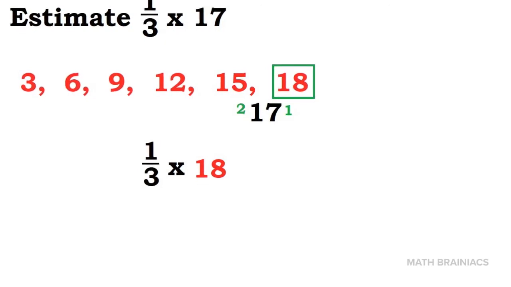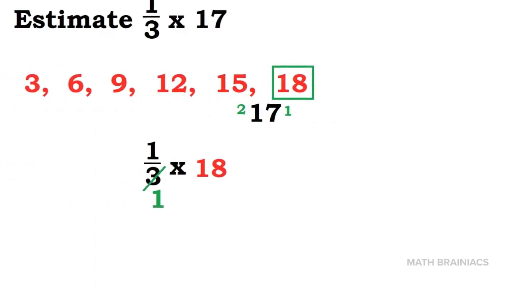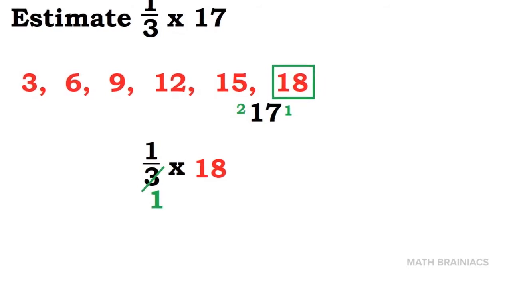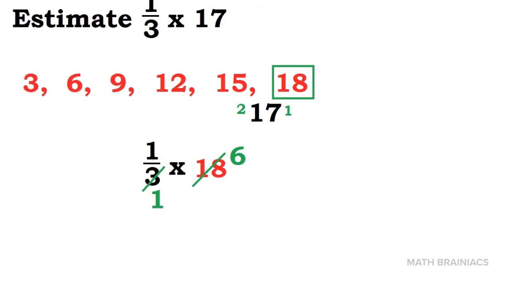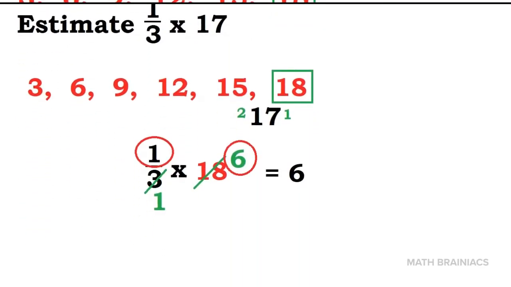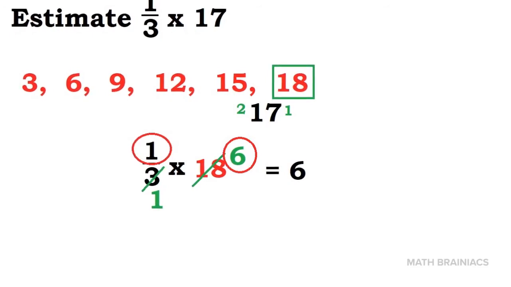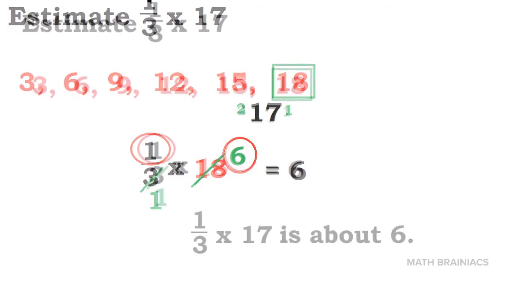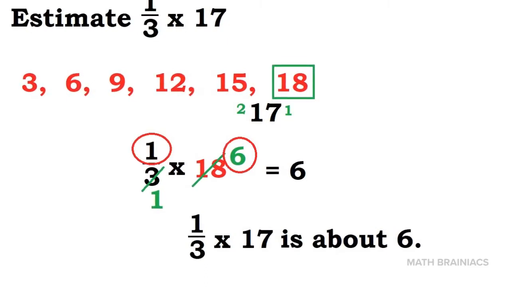Therefore, 1/3 times 18, we can find the common factor of 3 and 18, which is 3. 3 in 3 is equal to 1, and 3 in 18 is equal to 6. Accordingly, we can multiply now 1 and 6. 1 times 6 is equal to 6. Thus, 1/3 times 17 is about 6.